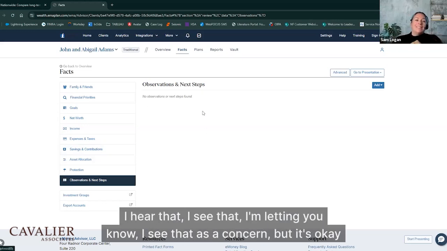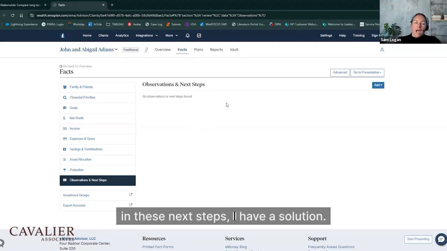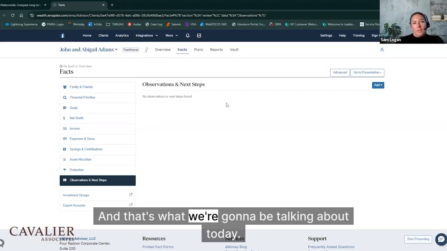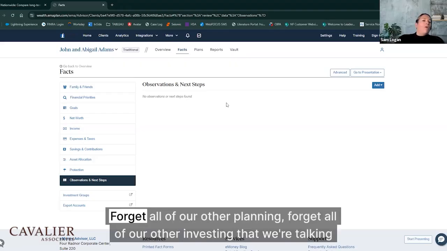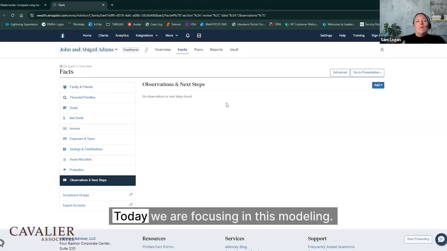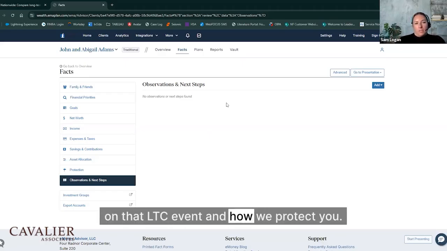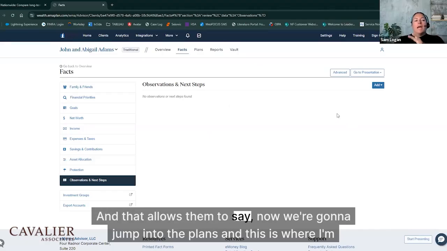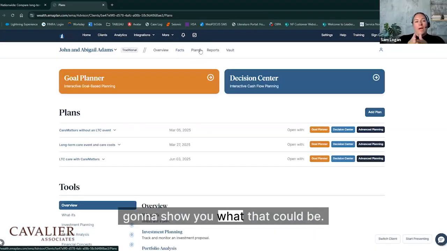I hear that. I see that. I'm letting you know I see that as a concern, but it's okay. In these next steps, I have a solution. And that's what we're going to be talking about today. Forget all of our other planning, forget all of our other investing that we're talking about. Today, we are focusing in this modeling on that LTC event and how we protect you. And that allows them to say, now we're going to jump into the plans, and this is where I'm going to show you what that could be.